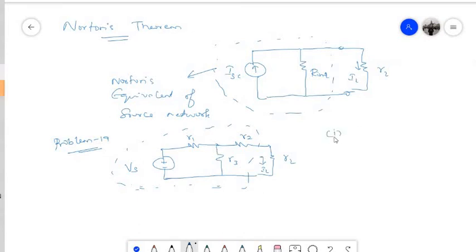First step: in the earlier case, in the case of Thevenin's equivalent circuit, I removed this load resistance and found the open circuit voltage across these terminals. Here, I am going to remove the load and then short circuit these terminals. So that will give me the short circuited current.